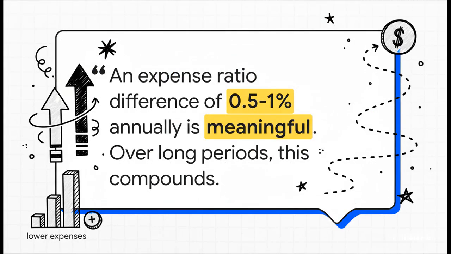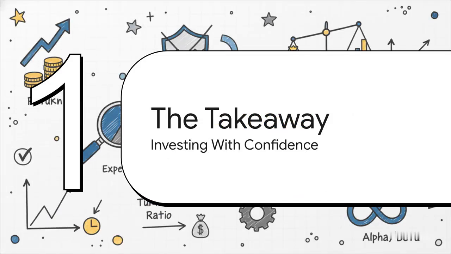And the expert advice here could not be clearer. If you're looking at two similar funds, a lower expense ratio is a huge advantage. It's one of the few things you can control, and over the long run, it makes a really significant difference to your bottom line.